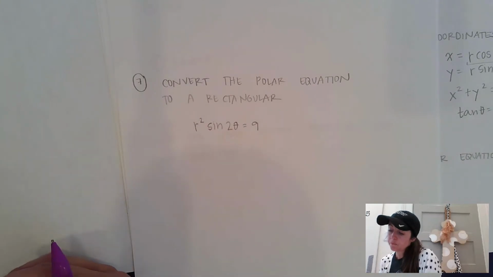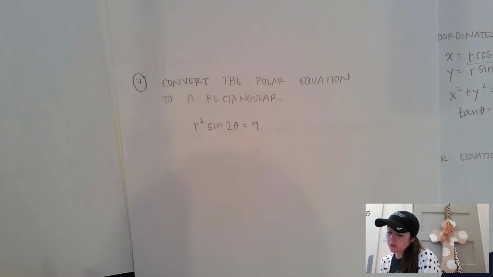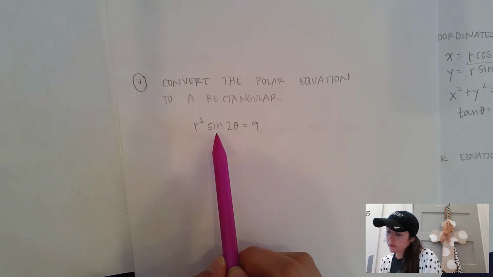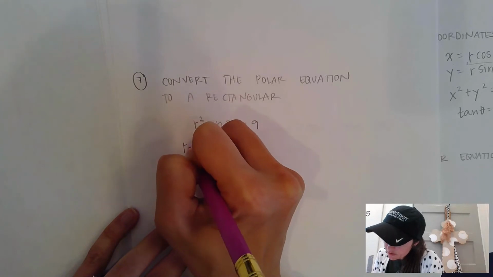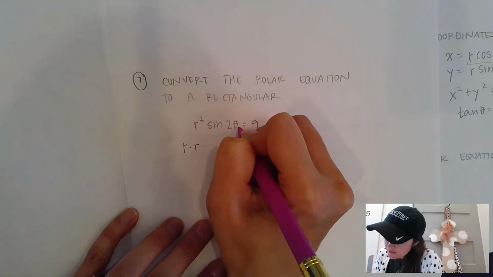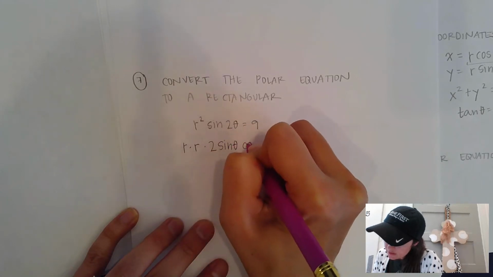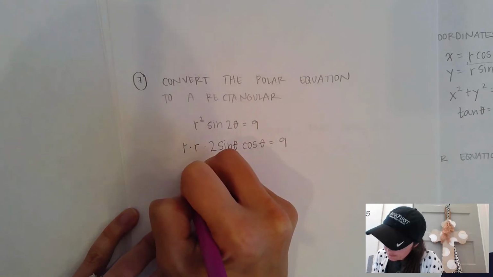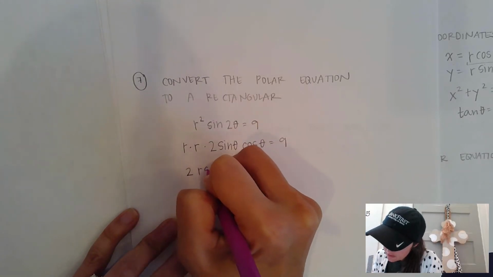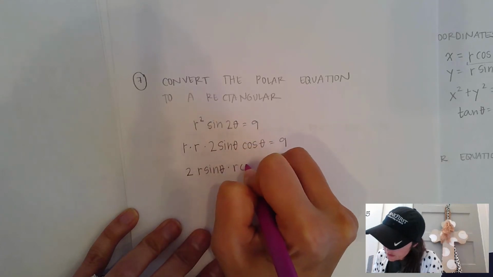Okay. All right, this one, if I want to convert this polar equation to a rectangular, so I've done a lot of polar, so I've got r squared sine of 2 theta. Well, r squared is r times r. Sine of 2 theta is 2 times sine theta times cosine theta. Right? So I'm going to have 2r sine theta and then times r cosine theta, just like that.